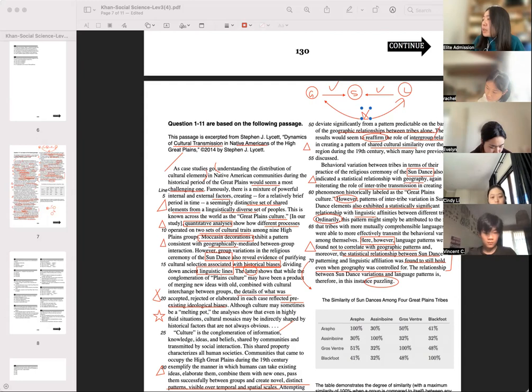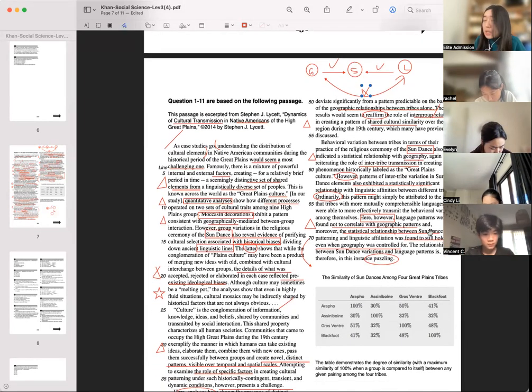So basically it means that the relationship between the Sundance and language was found to still hold when the geography was controlled for. So they don't consider the geography, but the linguistic relationship is still relevant and important to the selection here, the Sundance. So that's the second logic here. And also the conclusion: they come to a conclusion that it's still puzzling, right?